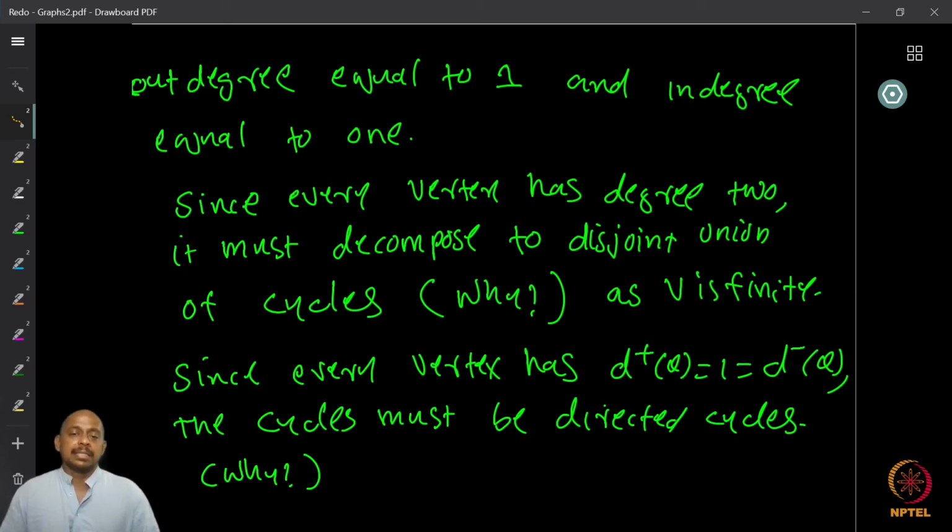Now, since every vertex has d plus of v equal to 1 and d minus of v equal to 1, the cycles must be directed cycles. Now, can you see why? Every vertex has out-degree and in-degree equal to 1. Then the cycles in the graph must all be directed cycles. Because if they are not directed cycles, you will see that some vertices cannot have this property.